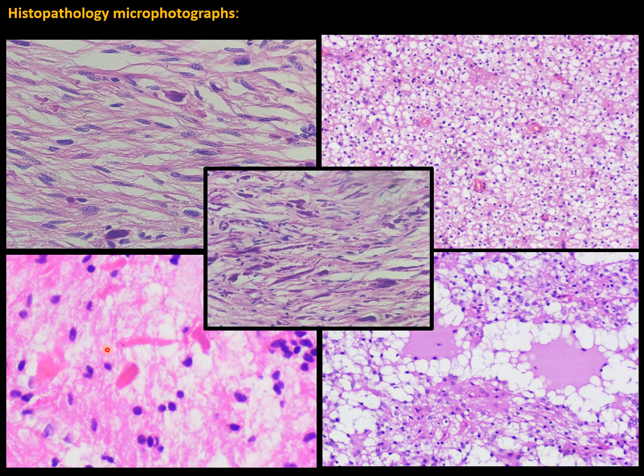Now, Rosenthal fibers are typically elongated purplish pink fibers. These are typically found in the pilocytic astrocytomas, along with eosinophilic granular bodies in variable proportions.